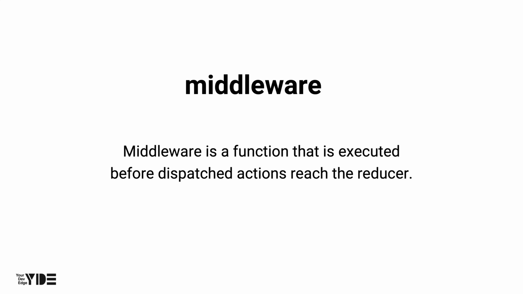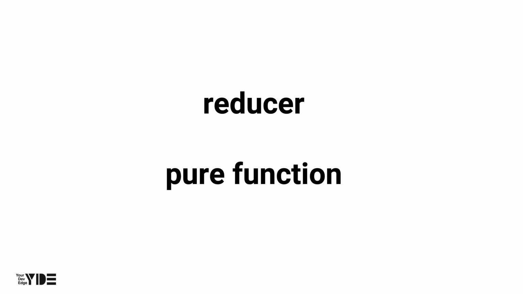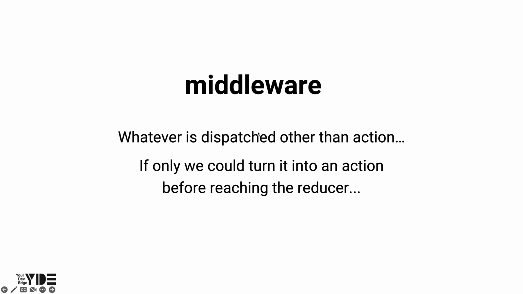Let's revisit the definition of middleware for a moment. Middleware is a function that is executed before dispatch, before the actions reach the reducer. However, since the reducer should be a pure function, you should not do tasks with side effects such as async operation or printing. The reducer needs to compute the new state with only the action and the previous state. Then, in middleware, whatever is dispatched other than an action, I think it is only necessary to convert it into an action before reaching the reducer.